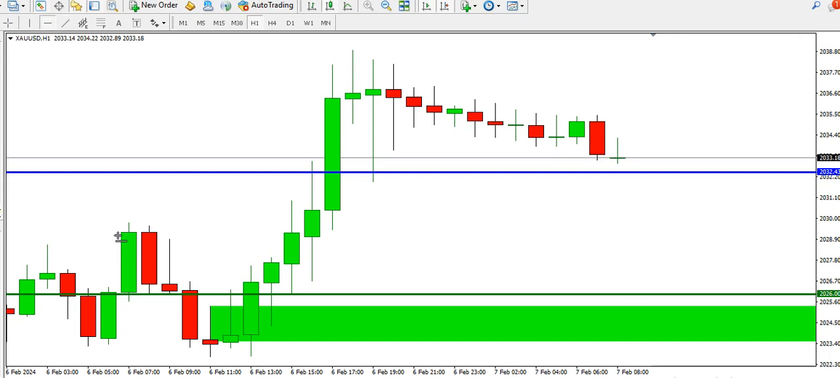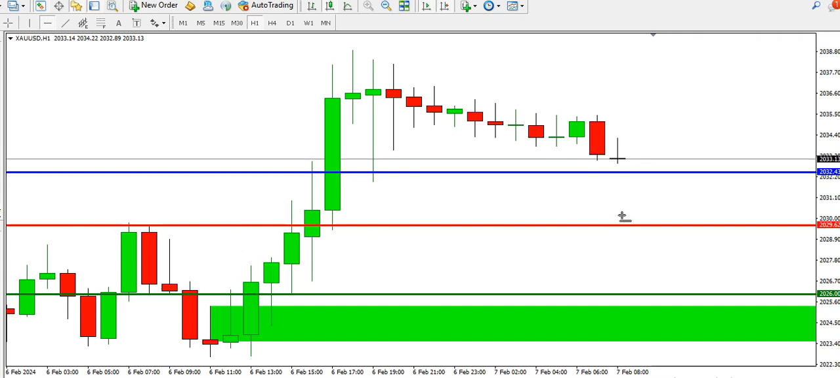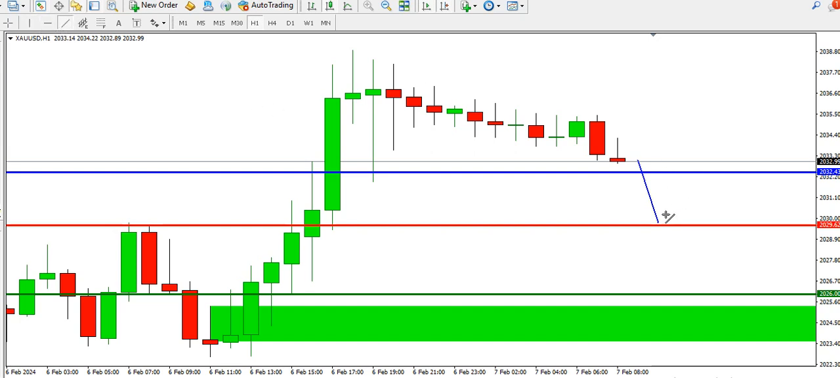Also, we have the resistance around here, and we have the break of the resistance. We might expect price to find support around here. This level has been a resistance level. Now it's been broken, it might turn out to be a support level, so we might see price dropping to this level, 2029, and then finding a kind of support and then going up. Okay, so that's that for the 1-hour time frame.